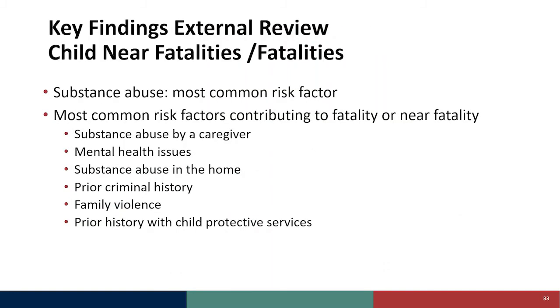So with the key findings from the external review panel of child near fatalities and fatalities, substance abuse is the most common risk factor. The other factors are substance abuse, but not only by a caregiver, mental health issues, substance abuse in the home, prior criminal history, family violence, and prior history with Child Protective Services.